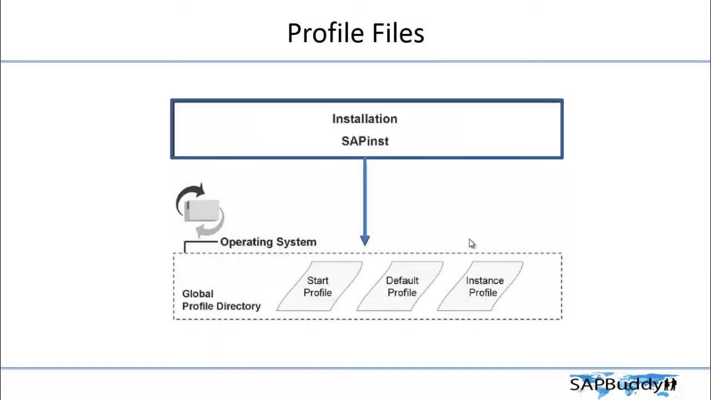Now let's see how the profile files are saved in the SAP system. We briefly discussed in our previous session that the system parameters are created by the SAP installation program, SAPinst, during the installation of the SAP system. In general, you have three different profiles. These are physical files, as we've seen, created inside the profile folder: the start profile, the default profile, and the instance profile.